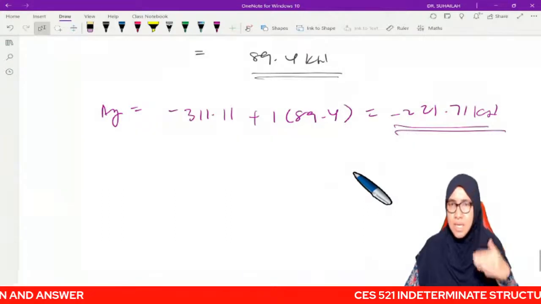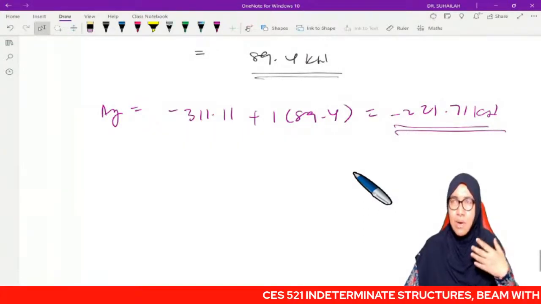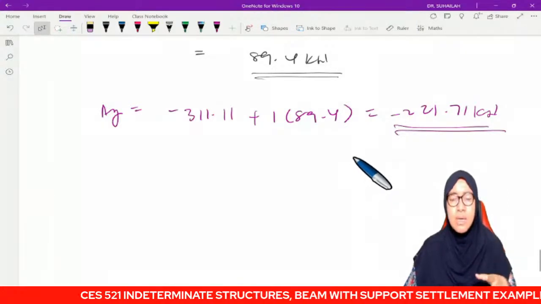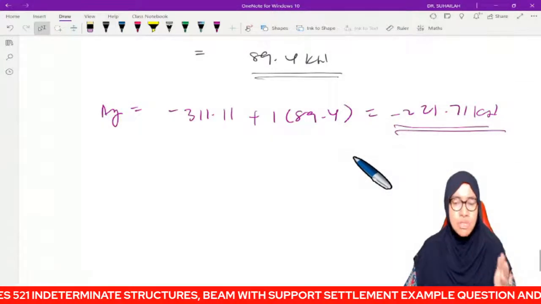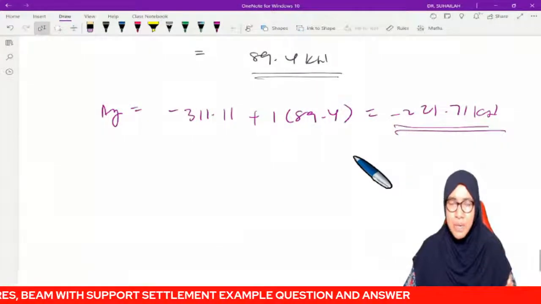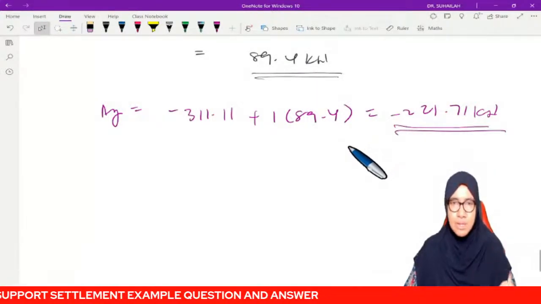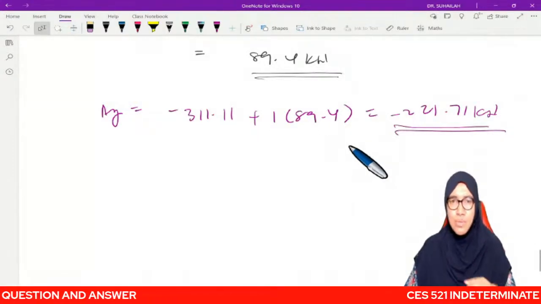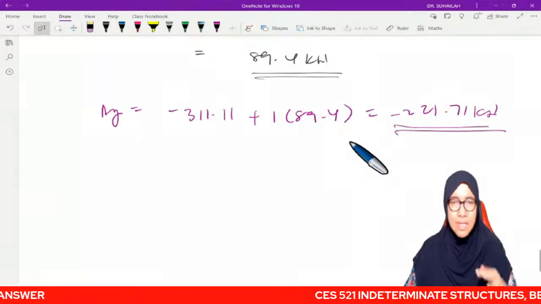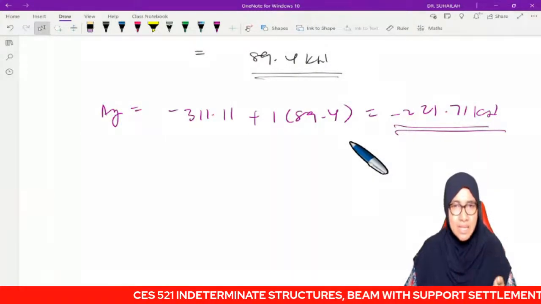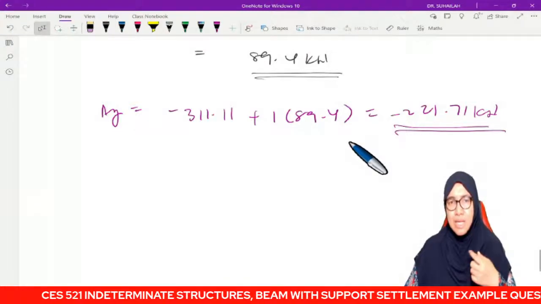This is how we analyze beams and indeterminate structures using the flexibility method. The most important thing is the basics of writing the moment equation. That is very, very important. Without the moment equation, we cannot calculate displacement. That is why you have to practice writing the moment equation.